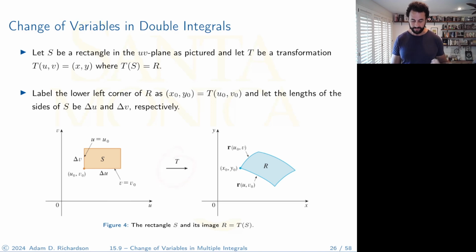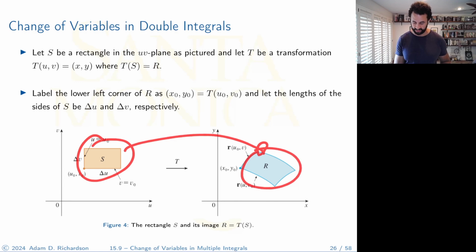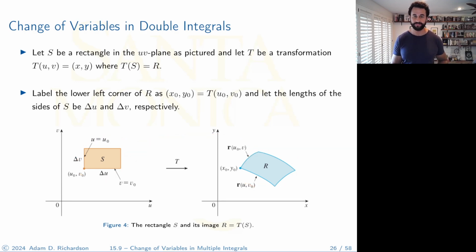That's T. So T takes a point (u, v) and sends it to a point (x, y). And we're going to say that the image of that rectangle S under T is called R. So simply put, T is mapping this rectangle to this little patch that you see here.